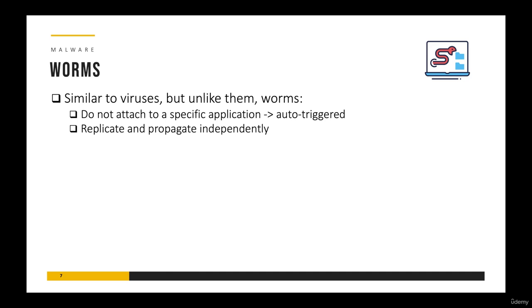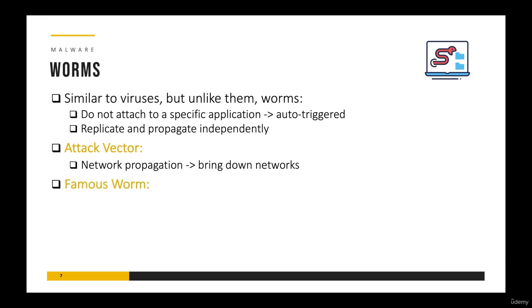They do not need the user to actually open or execute a file. Now worms replicate and propagate independently. Their main attack vector is network propagation. So basically the main aim of worms is to propagate exponentially, so much so that they choke networks, they choke bandwidth, and they bring down complete networks. A famous worm is the MyDoom worm, which was released in 2004. It holds the record for the fastest spreading email-based worm.